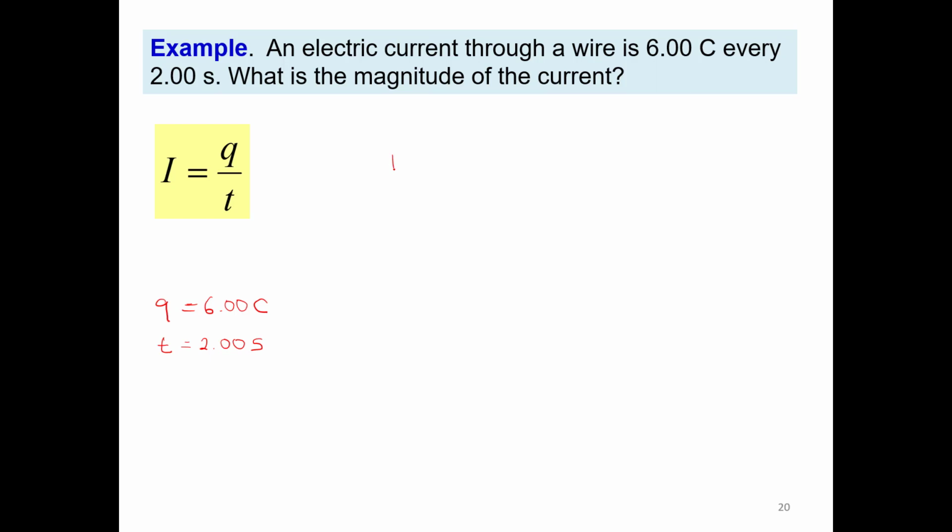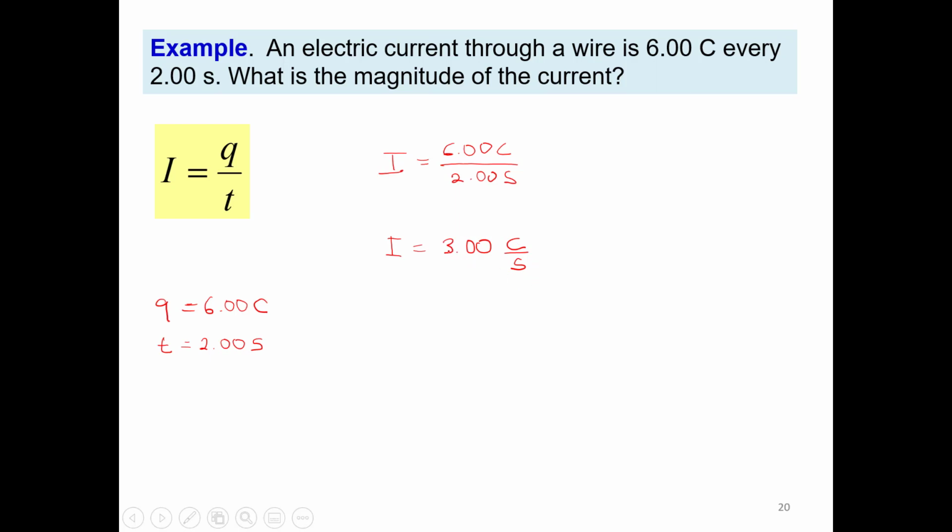The current then is the charge, 6.00, divided by the time, 2.00 seconds. Then the current equals 6 divided by 2, which is 3.00 coulombs per second.